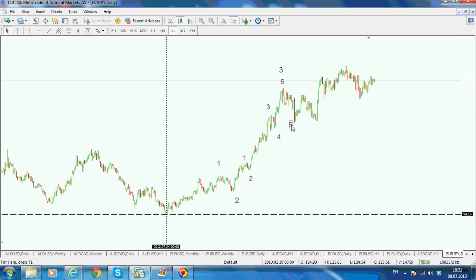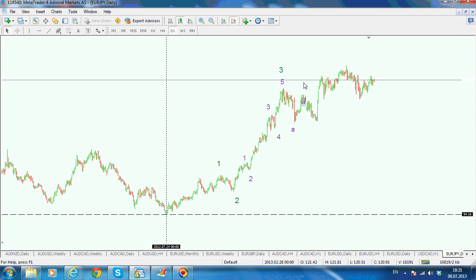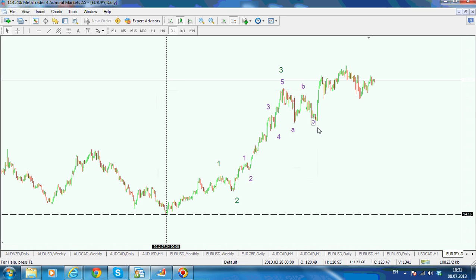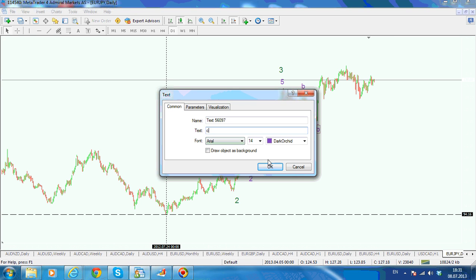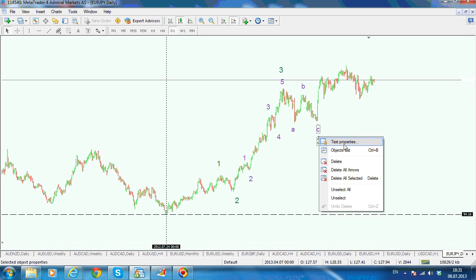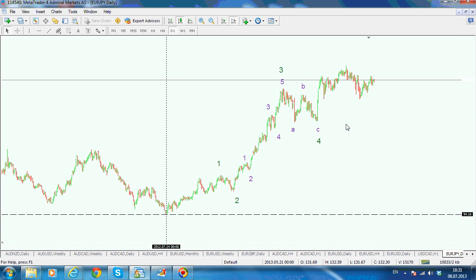flat here, as this being wave A, B, and C, so A, B, C. Now this flat here normally signals the end of the fourth wave of this degree. This flat here normally signals the end of the fourth wave, and from this moment on we should look for a move that should bring us our fifth wave.